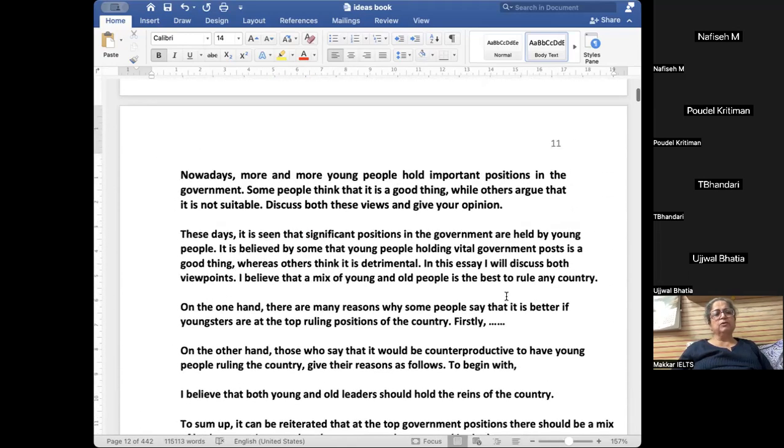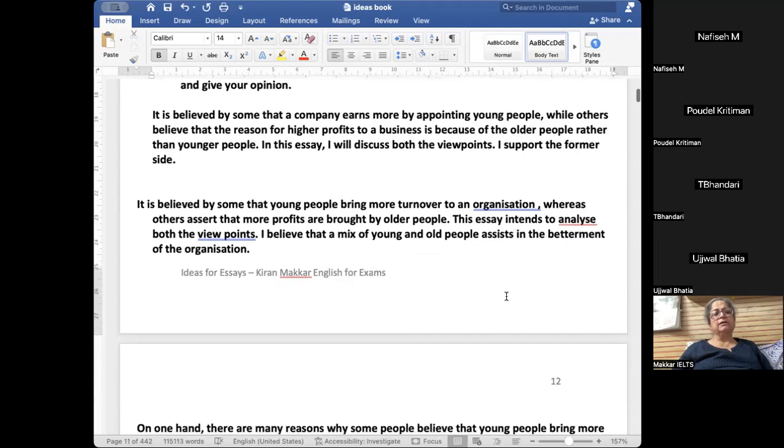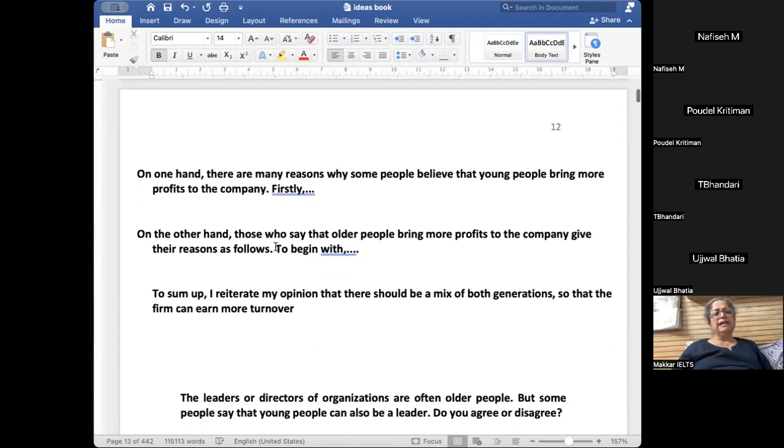This was the essay I gave you. On the one hand, there are many reasons why some people believe that young people bring more profits to the company. Good. On the other hand, those who say that older people bring more profits to the company give their reasons as follows. Very good. To sum up, I reiterate my opinion that there should be a mix of both generations so that the firm can earn more turnover. Turnover is not earned, it can make more turnover or can earn more. Put a full stop after earn more. Vishali, beautiful. Very good. Thank you, ma'am.